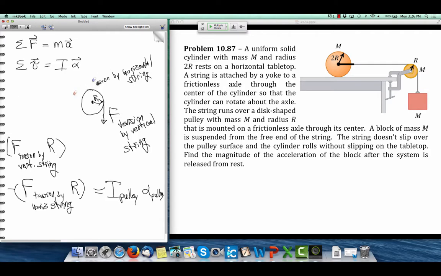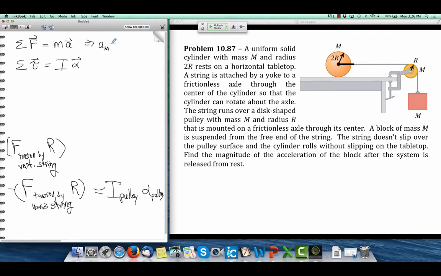I'm not going to try to write all that in. I'm just going to write net force on that mass divided by the mass is the acceleration of m. That net force has the two pieces in it. The weight is bigger than the tension by the vertical string.